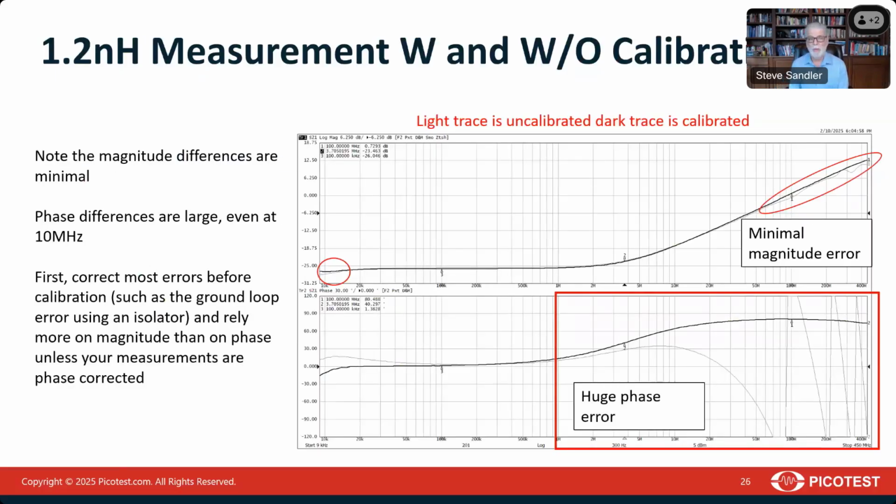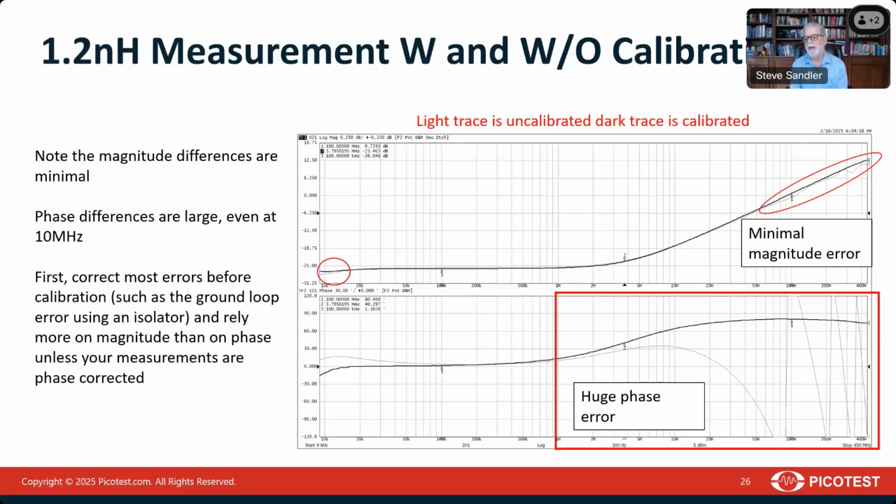So if we take the 1.2 nanohenry measurement with and without calibration to compare them, now we can see where the errors lie, and I've circled them here for you. But you can see in the lower left, we still have this ground loop low frequency error. At the high frequency, you can see the inductance looks about right. There's some wiggles compared to the post-calibration result, but we're actually pretty close.